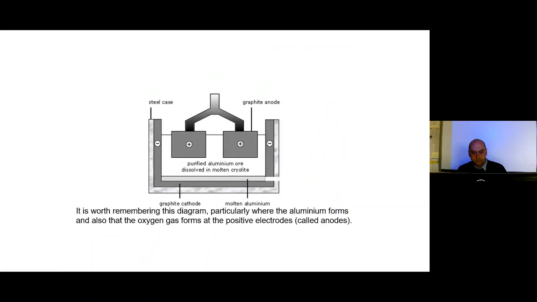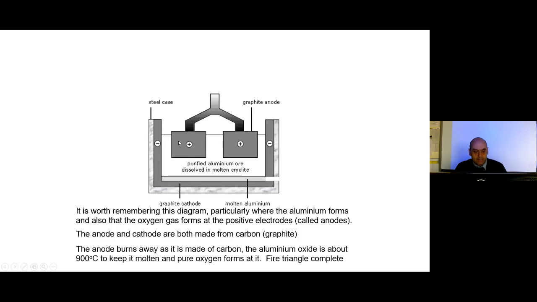And there's a couple of things you need to know about the process. At the anode, this is where our O2- will go, and it will form oxygen. Now, this cell is very, very hot. And the reason it's hot is to keep the aluminium oxide molten, in its molten form. So it's very hot, we're forming oxygen at it, and what tends to happen is the anode will burn away. So it has to be replaced on a regular basis. I think it's every 28 days they're replacing anodes.